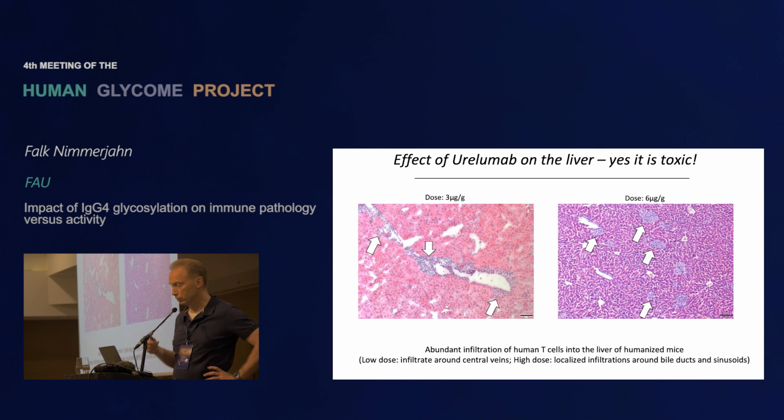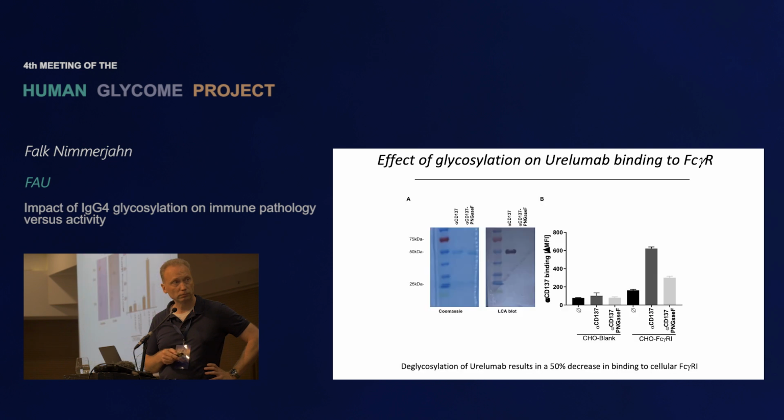So this really allows us now to study if we deglycosylate this antibody, does the glycosylation, does this interaction play a role for antibody activity in vivo? This just shows you we deglycosylated this antibody, the CD137 antibody, and as I showed you before, this leads to about 50% reduction of this antibody binding to cellular Fc gamma receptor 1, as expected.